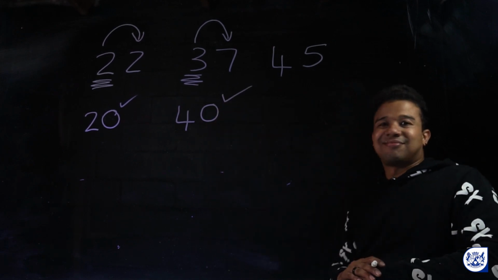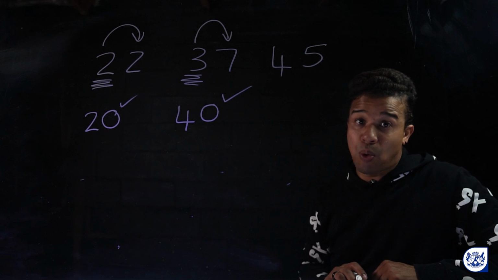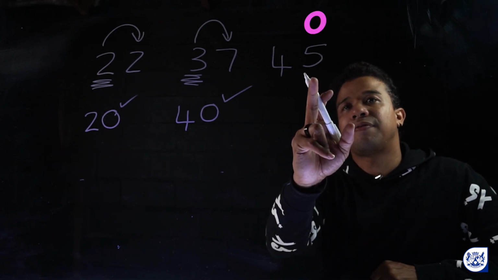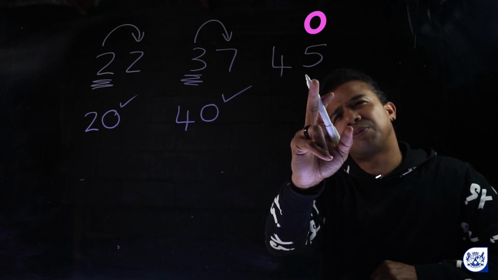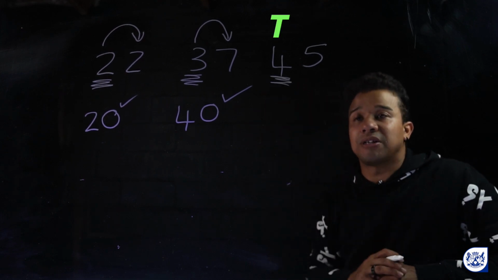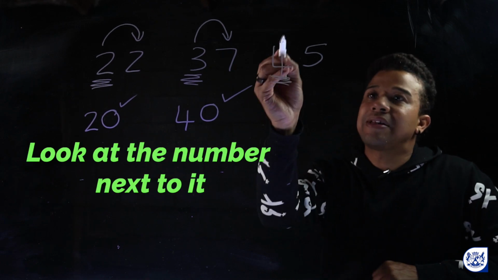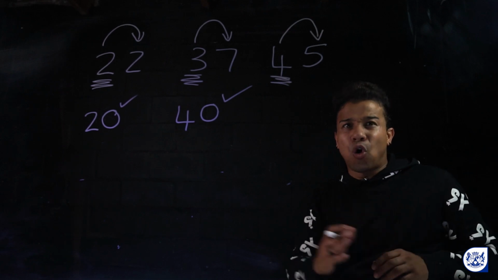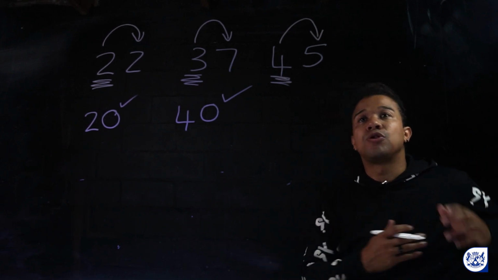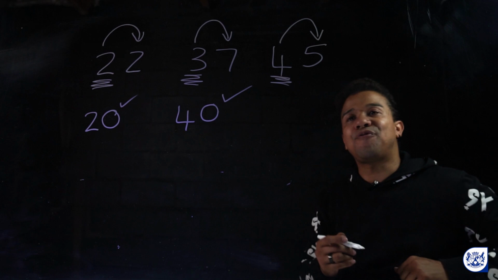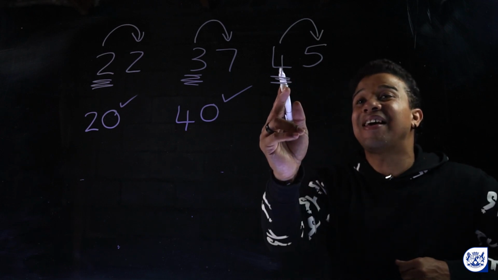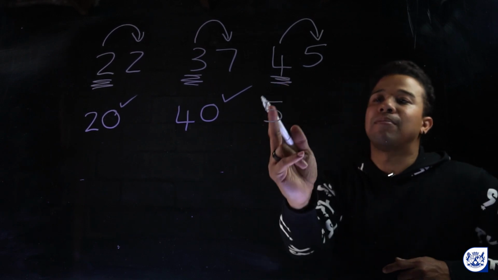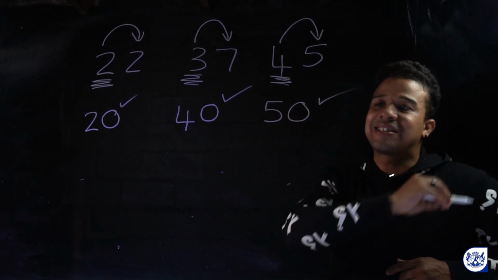You got it? Now, the last number. Step 1, locate the number in the tens place. And over here, the 5 is in the ones place, and the 4 is in the tens place. Now what do we do now? We look at the number next to it, and this is the number in the ones place. Is it 4 or less, or 5 or more? We can see that it's 5, and therefore the number in the tens place will increase by 1, and the numbers behind it will become 0.